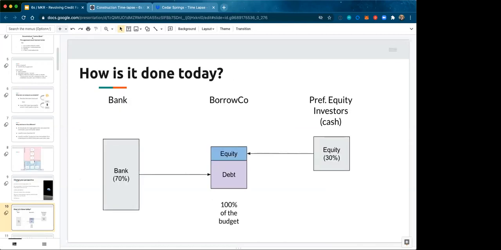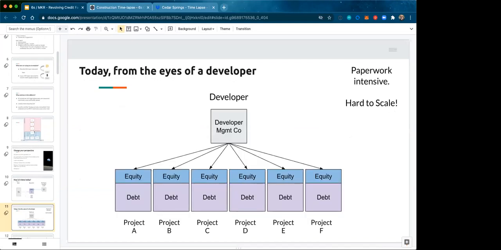This is nothing new. So today, in the world of credit tenant leases, what's done is you take a bank, you take some private cash, private equity, preferred capital, and put it in borrowco. You get 100% of the budget, a bank puts in 70%, you can do your project. From the eyes of a developer who has multiple projects, you have lots of paperwork, lots of different banks, lots of different equity structures. This is hard to scale.